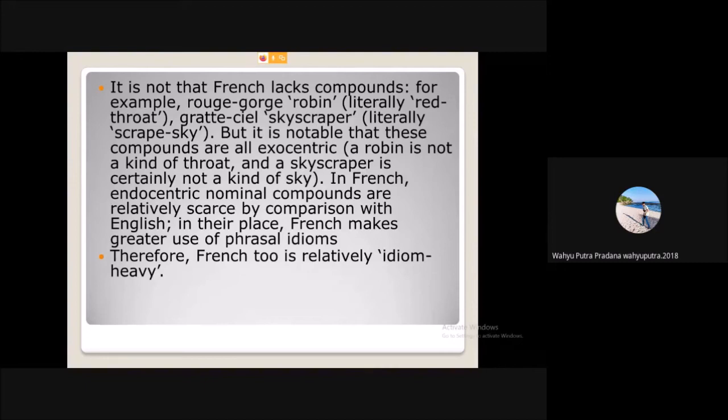Similarly to Vietnamese before, French is also relatively idiom heavy. Next, Mina.